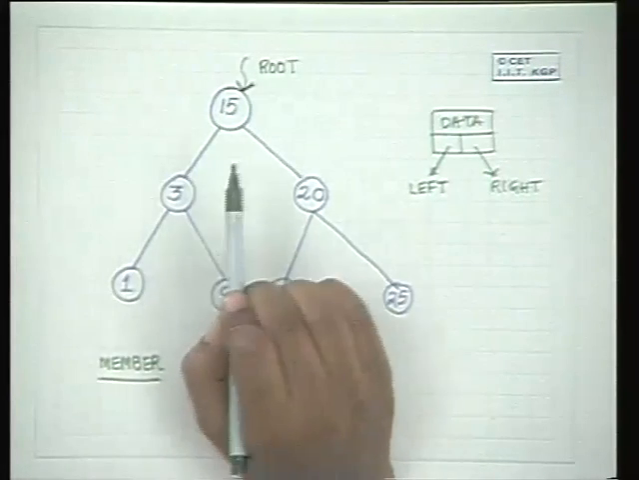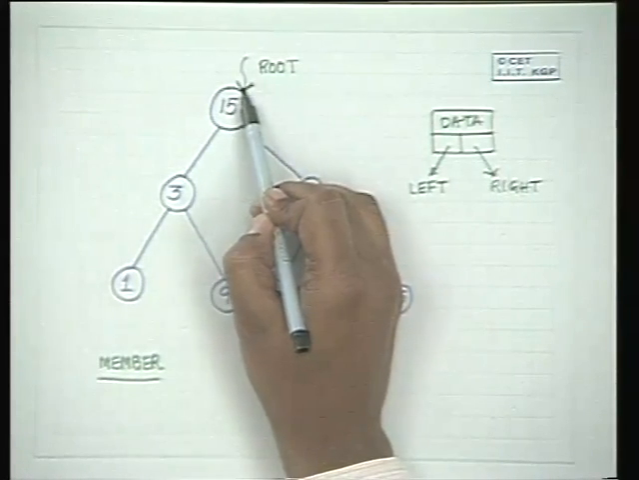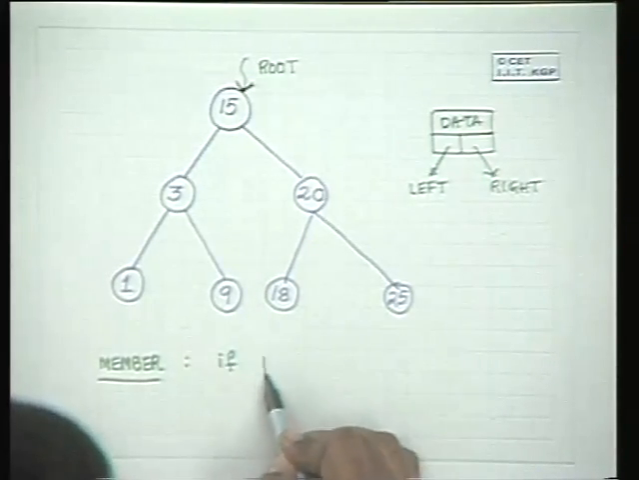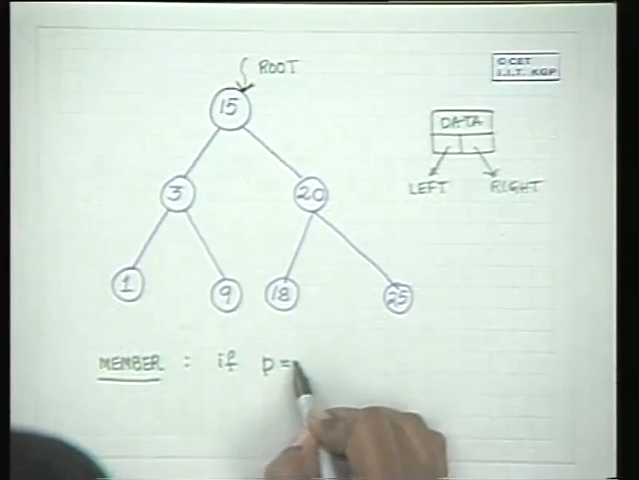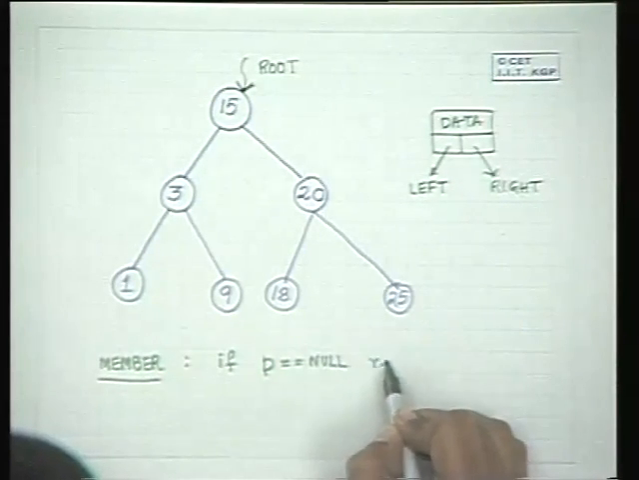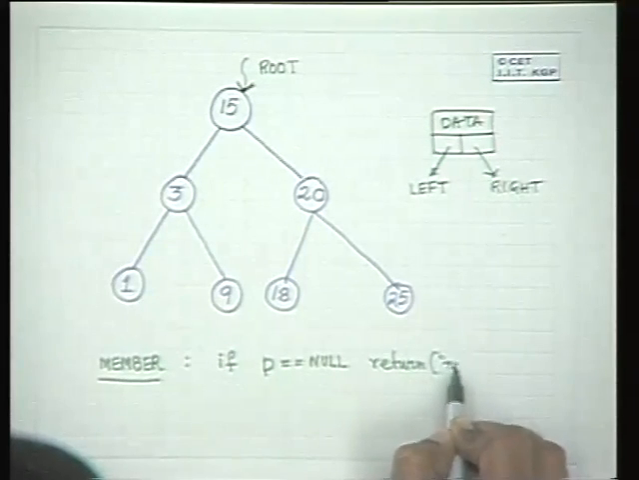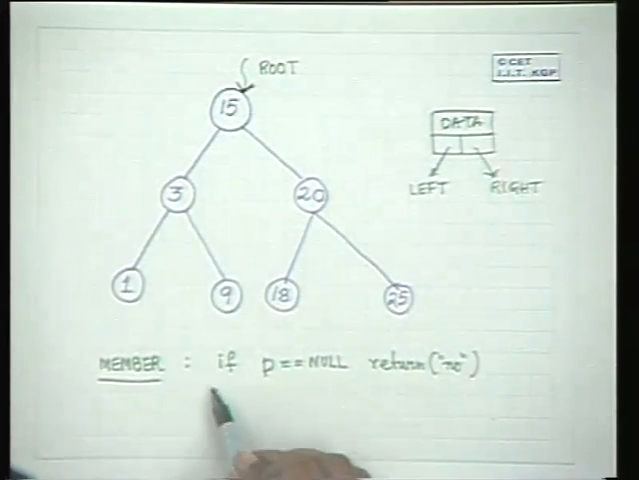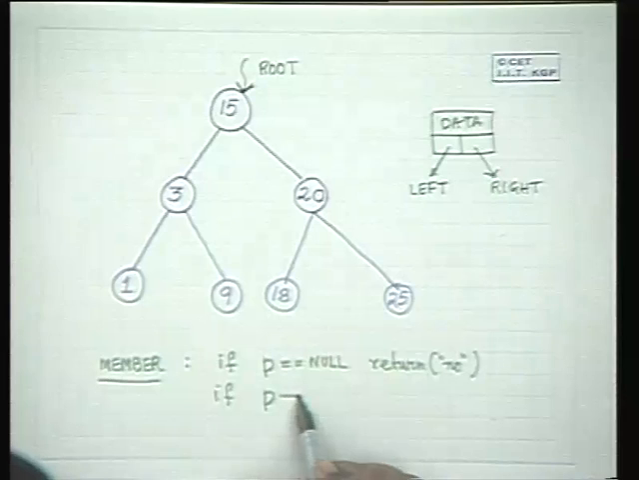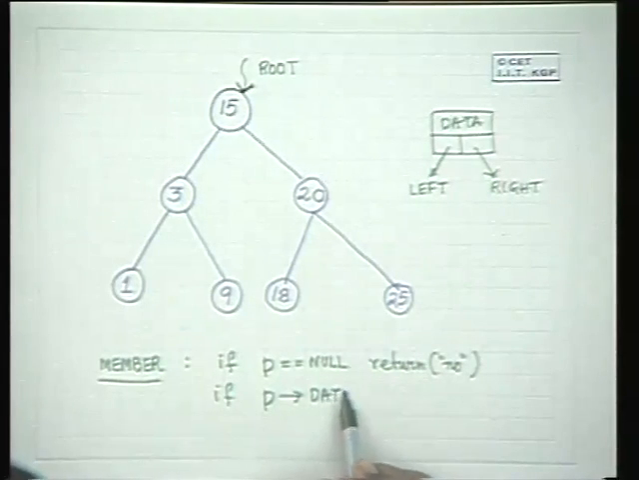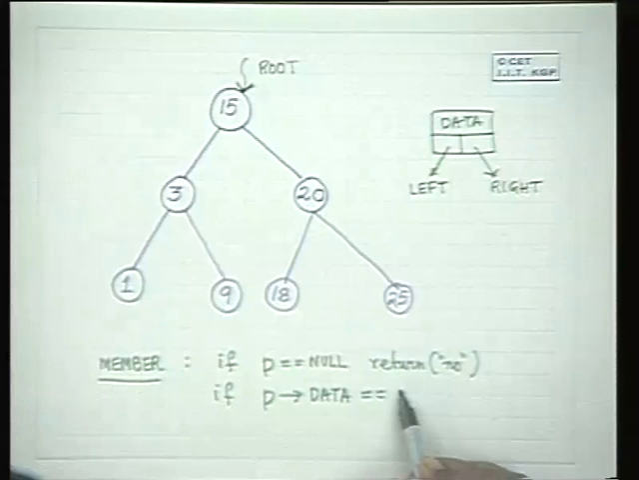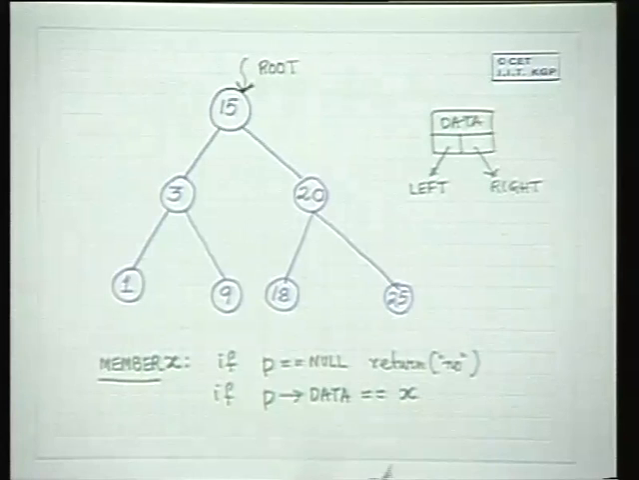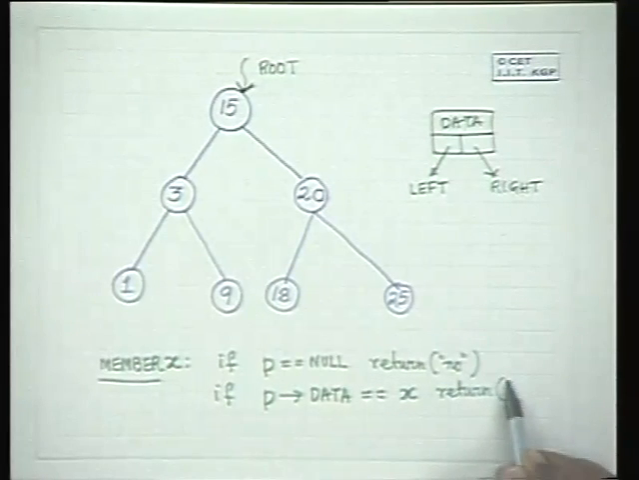Alright. First I check whether the pointer is null or not. If the pointer is null, not available. So first thing you do is, if the pointer to that node is null, return no. Next is, if p pointer data is equal to x, return yes.